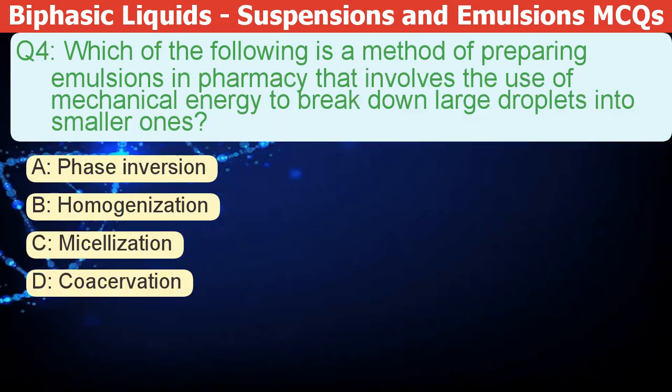Which of the following is a method of preparing emulsions in pharmacy that involves the use of mechanical energy to break down large droplets into smaller ones? A. Phase inversion. B. Homogenization. C. Micellization. D. Coactivation.